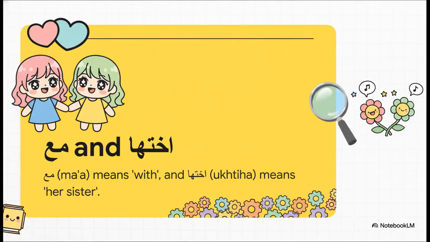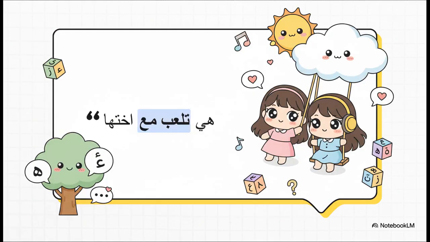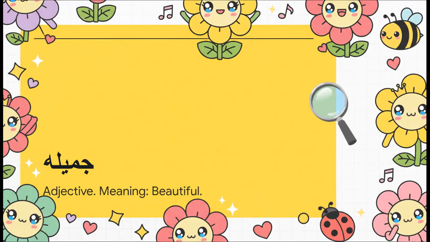Okay, let's go back to our original girl. What if she's not playing in the garden, but with somebody? We just need 2 new blocks. First, the word for with is ma. That's ma. And the word for her sister is ukhtuha, which is ukhtiha. So now, we just swap out the where part of our sentence with the who part. It becomes hiya talab ma ukhtaha. She is playing with her sister. See that? We just modified our original structure to create a totally new idea. It's that flexible.